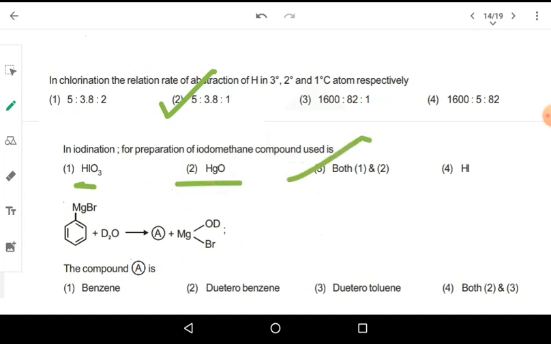Now this one is again a question which is based on Grignard reagent, we can say. So here also we have, this is the positive side and this is the negative side. Here we have D plus as the positive side and OD minus as the negative side. So the negative side is going to react with the positive side and the positive is going to react with the negative side. So we have deuterobenzene as the answer.